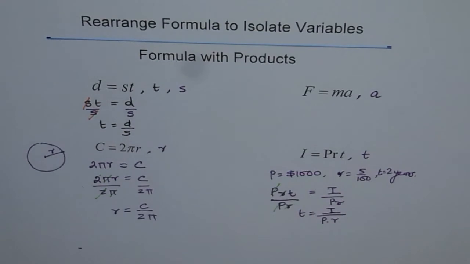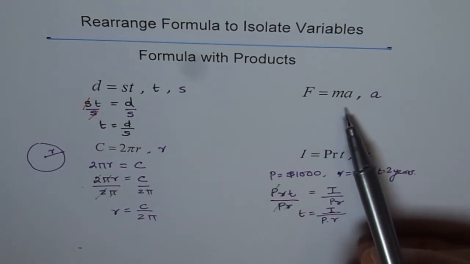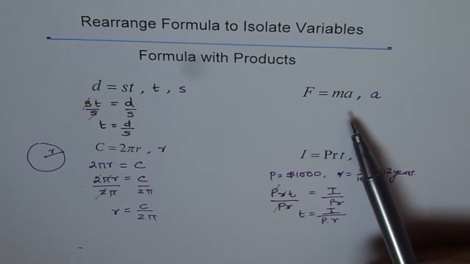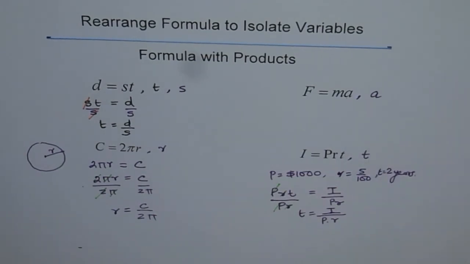Correct? So these are very important formulas. They are used in so many word problems and for doing so many applications. Practice these formulas and understand how to isolate. The key here is when the products are involved, you have to do division or quotient, right, to get the other variable. Think like this.